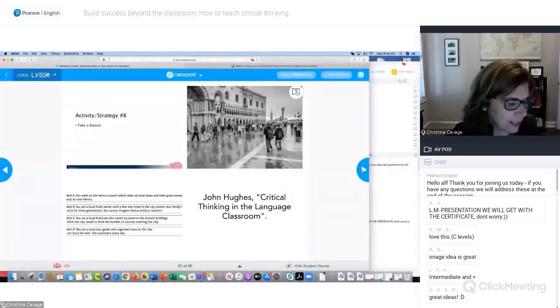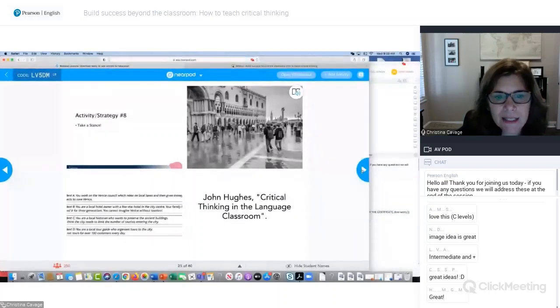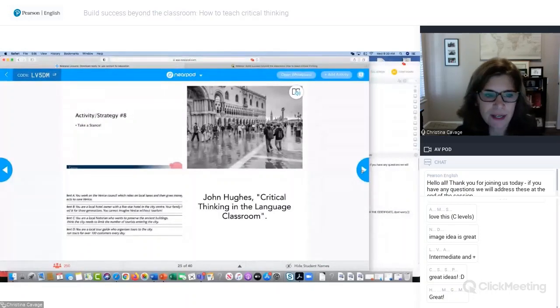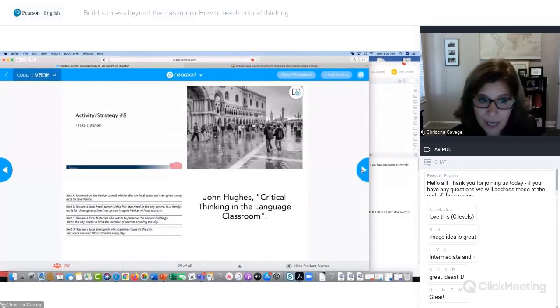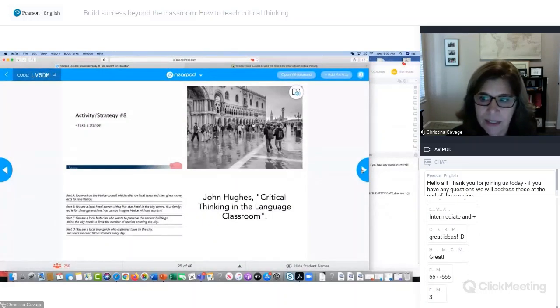What you're doing is providing students with an image and a situation. Here we are in Venice, and we know Venice has a real problem with the flooding, right? Student A, you work on the Venice Consul, which relies on local taxes and then gives money to projects to save Venice. Student B, you're a local hotel owner with a 5-star hotel in the city center. Your family has owned it for 3 generations. You cannot imagine Venice without tourism.